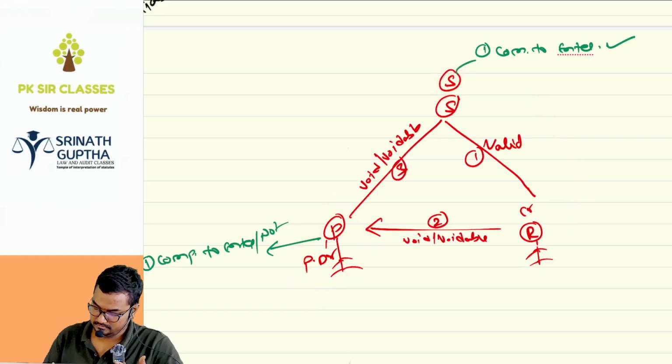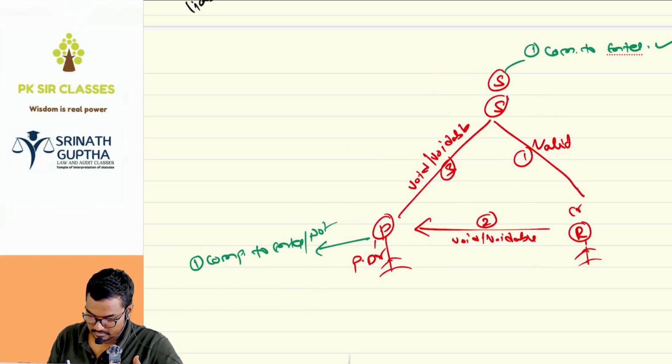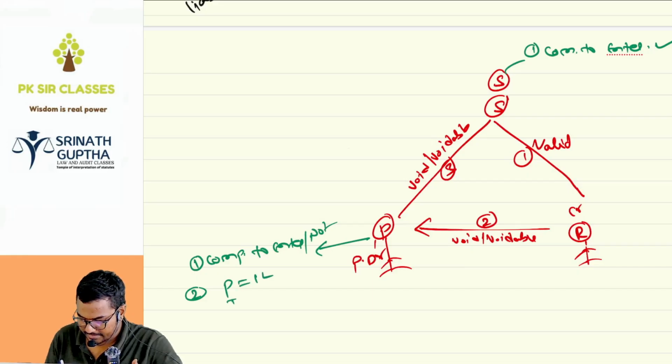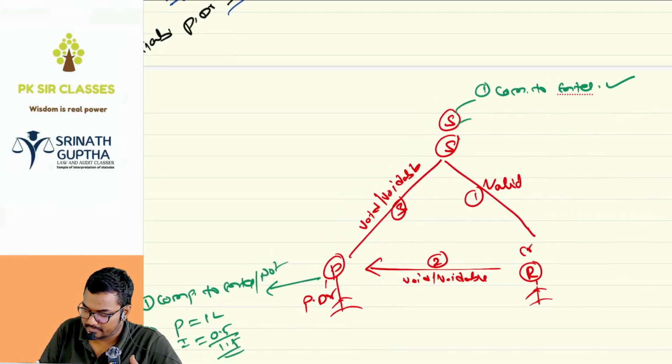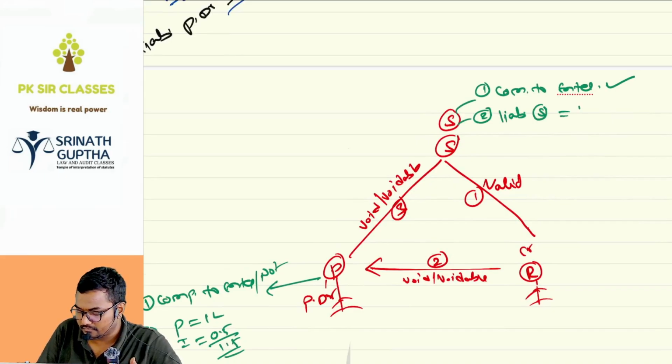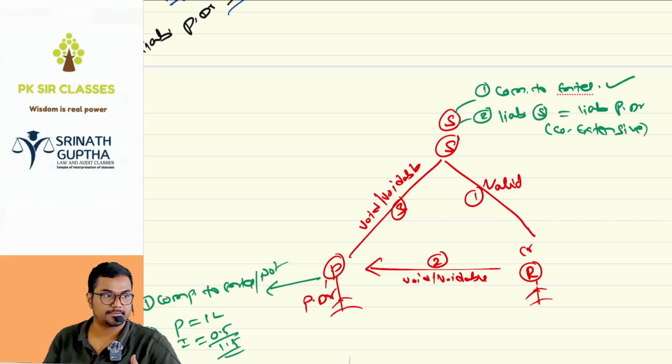For example, the principal amount is 1 lakh and the interest is 50,000 rupees, totally 1.5 lakh. If the principal debtor is unable to pay, who has to pay? The surety. That means the liability of the surety is equal to the liability of the principal debtor. It is known as coextensive. Coextensive means equal.